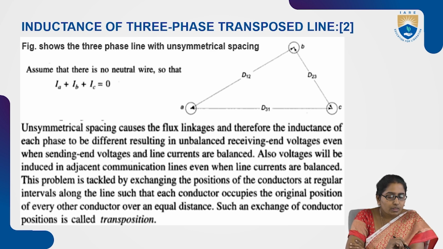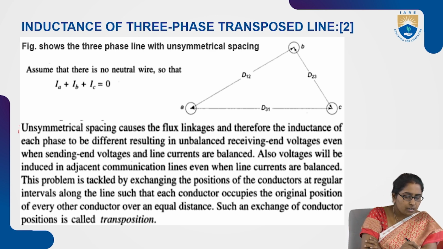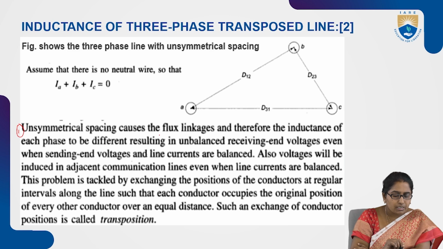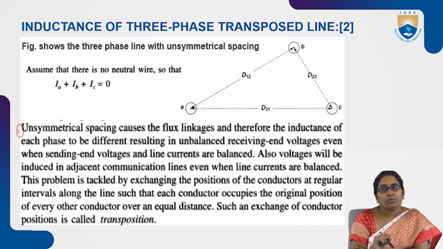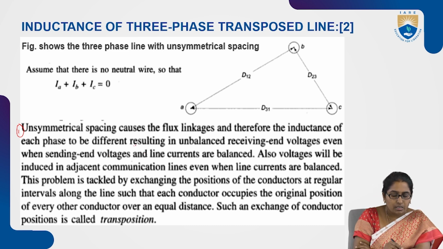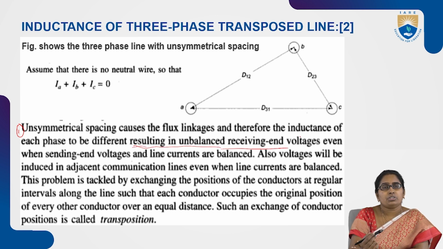Now, because of the unequal inductances, what will happen? The first thing is, the asymmetrical spacing causes unequal flux linkages, therefore the inductances of each phase are different, resulting in unbalanced receiving end voltages. This is the first point: unbalanced receiving end voltage.